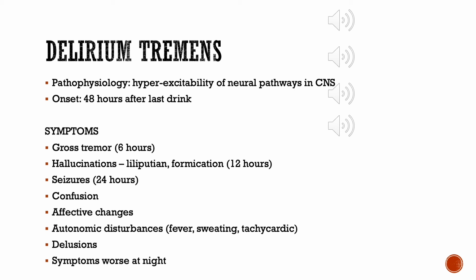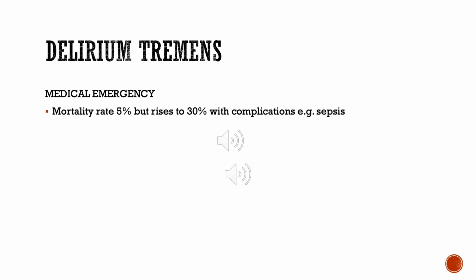Patients also have delusions, such as the ones seen in the case study, and the symptoms tend to be worse at night. The mortality rate of delirium tremens is 5%, but it can rise to as high as 30% if there are complications such as sepsis. This is why it's also important to screen for other comorbidities and other causes of delirium.